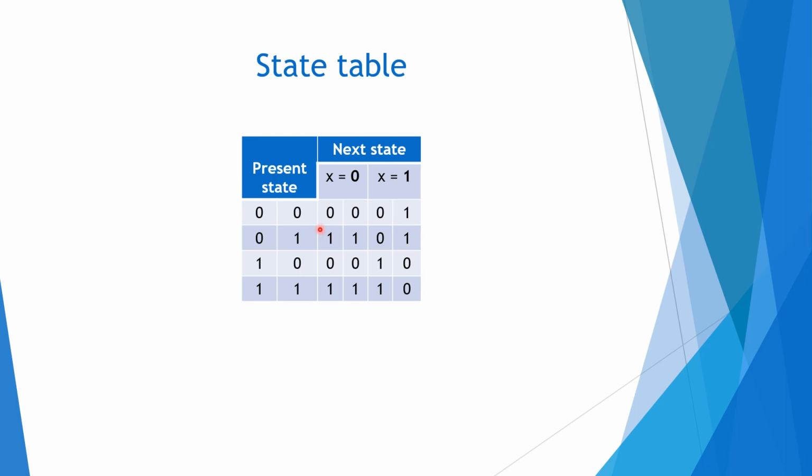And this is a state table. For the present state, when x is equal to 0, it goes to 0, 0. When x is equal to 1, the next state goes to 0, 1. And these are all the stable states, written as in the state table.